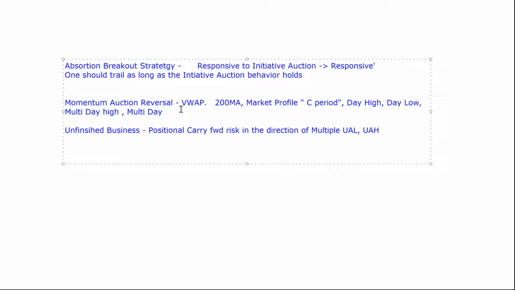Okay, sir. And the other strategy we talked about is the momentum reversal strategy. Here also, it is nothing but an initiative-to-initiative move. It's kind of a V-shaped reversal, which we talked about, right? In this case also, we'll be using VWAP as an exit point.